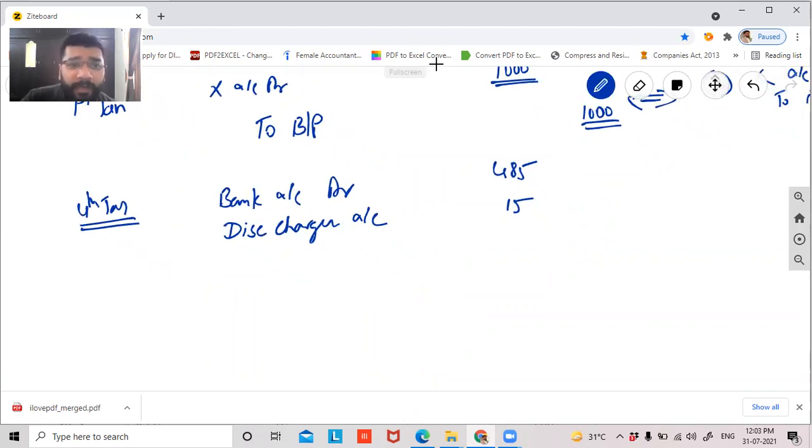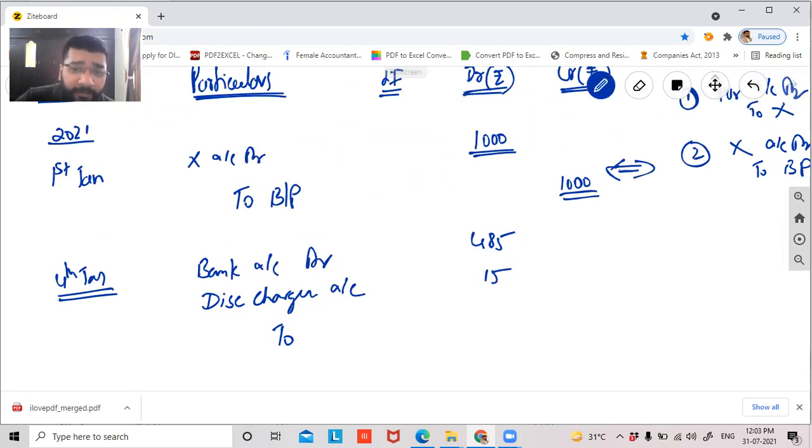Bank account debit, you're getting 485 rupees, discounting charge 15 rupees. And to that extent, guys, you have received this money. You have received the benefit worth 500 rupees from whom? From X. From X, you are supposed to receive 1,000 rupees in future. Out of 1,000 rupees, you have received 500 worth of benefit, 485 in cash and 15 rupees as discounting charges. So the total benefit you're getting is 500. So to that extent, you have to close the asset by giving a credit. So X account will be closed to the tune of 500 rupees.